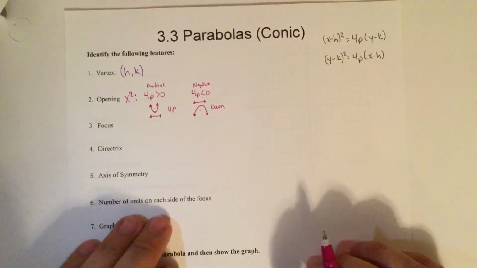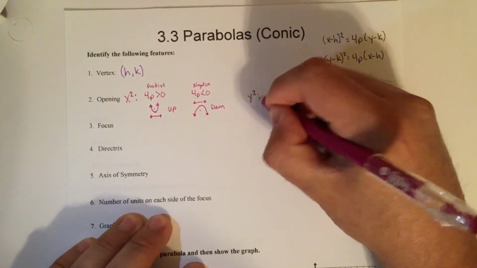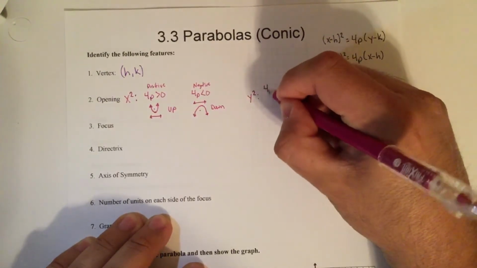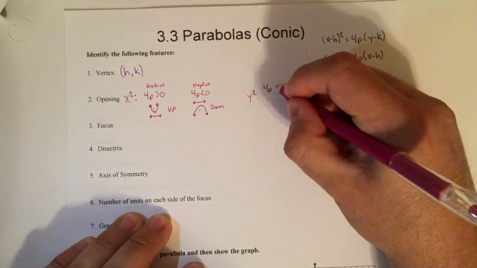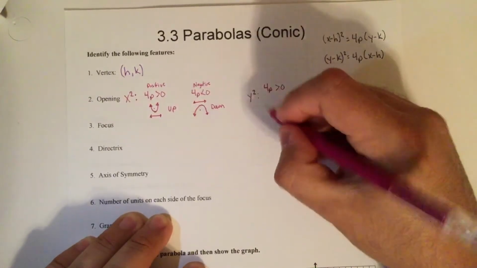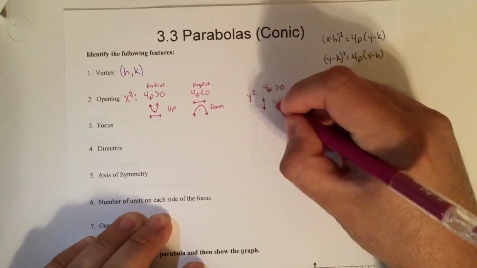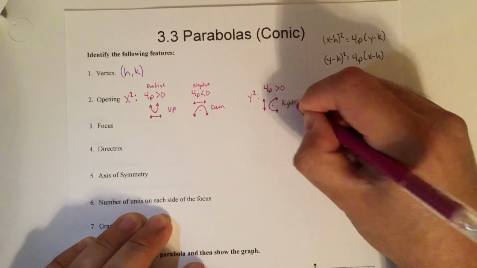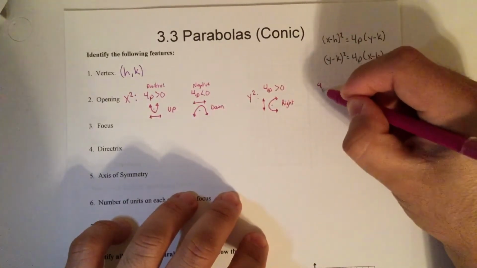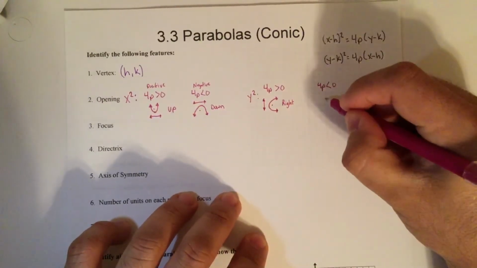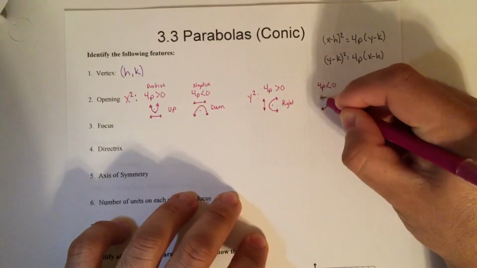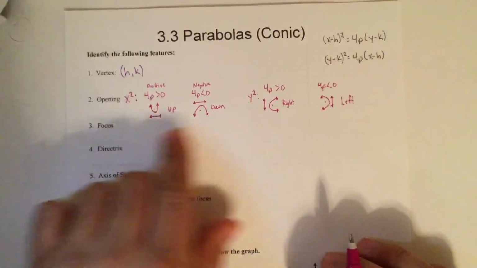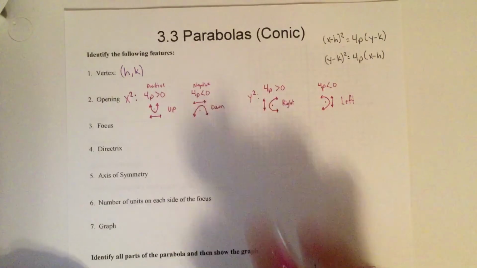Okay. Now, on the other hand, you're going to have y squared. This is when y is squared first; the first term squared is y. We're still going to look back at 4p, and notice 4p is in the same spot for both of them. If 4p is greater than 0, which once again means it's positive, your graph is going to open to the right. If your 4p value is less than 0, which means it is negative, then your graph is going to open to the left. So those are your four possible openings for x squared and y squared.